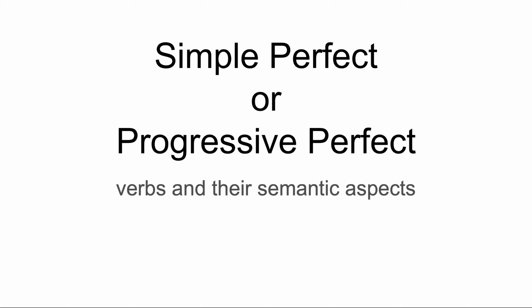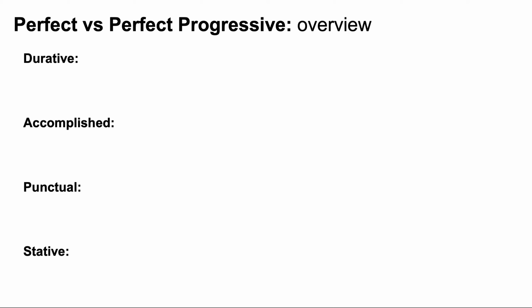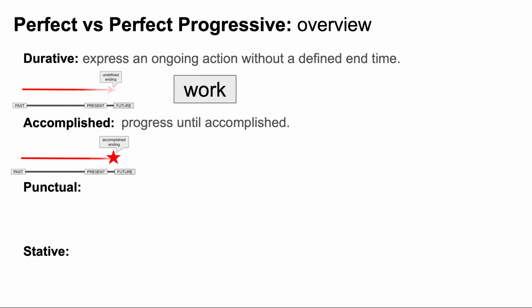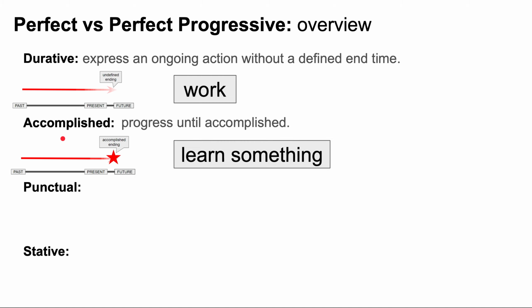Now let's look at verbs and their semantic aspects. There are 4 semantic aspects: durative, accomplished, punctual, and stative. Durative verbs express an ongoing action without a defined end time. For example, work. Accomplished verbs progress until accomplished. For example, learn something.